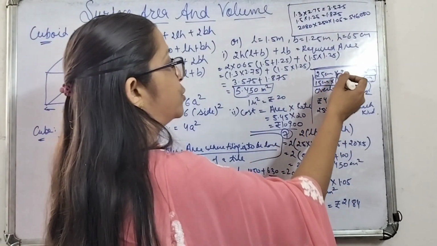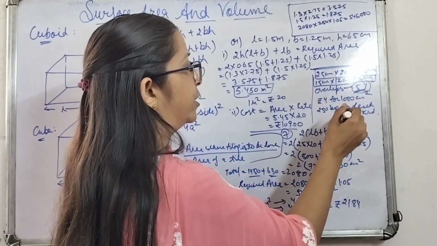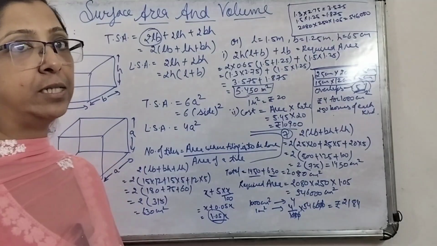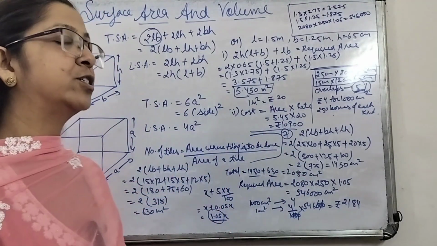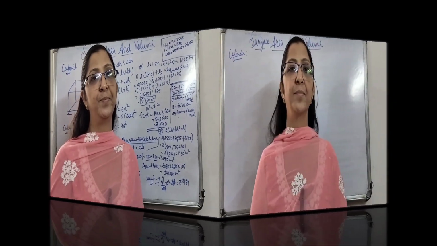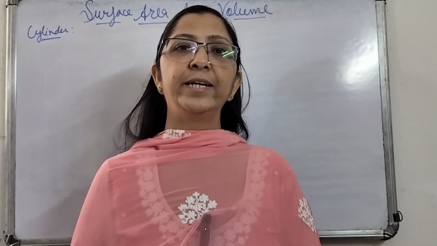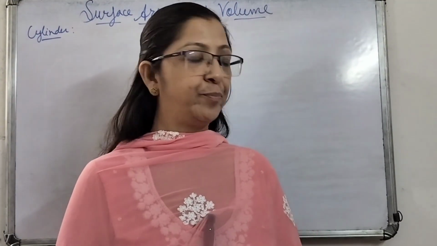For the bigger one also, for the smaller one also, a total quantity of 250 we will be considering. So this is how we can find, using these formulas we can solve the questions. Now let's see how to find the surface area of a cylinder.